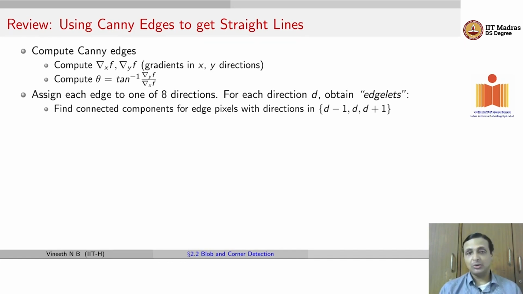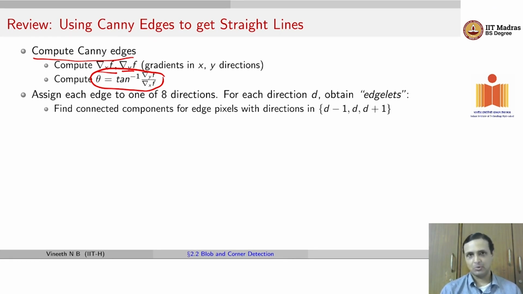So we talked about trying to use Canny edges to get straight lines in images. How do you do this? You first compute Canny edges in your image, which means you would compute your gradients in the x direction and the y direction, and you could also compute your thetas, which are your angles of each of your edges, which is given by tan inverse of gradient with respect to y divided by gradient with respect to x.